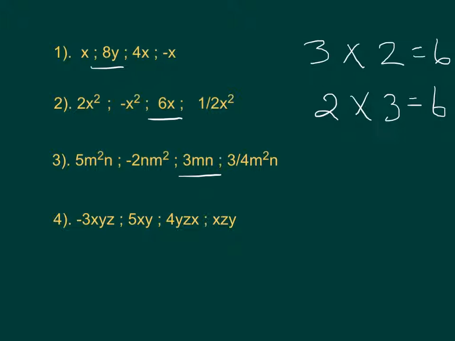Number 4. The only unlike term is 5xy. All the others have x, y, z in their term.